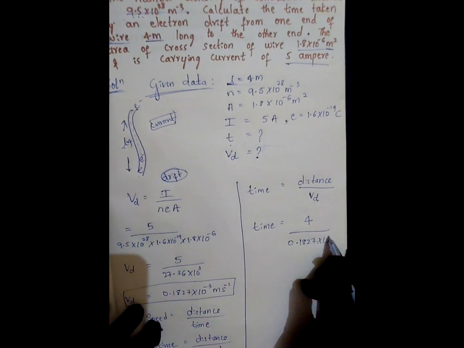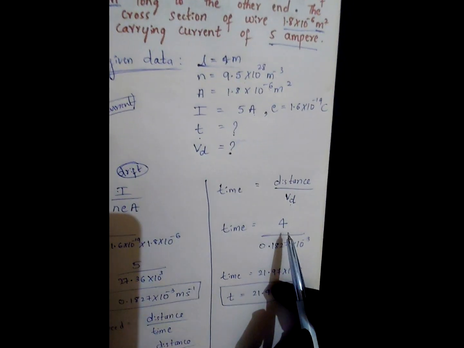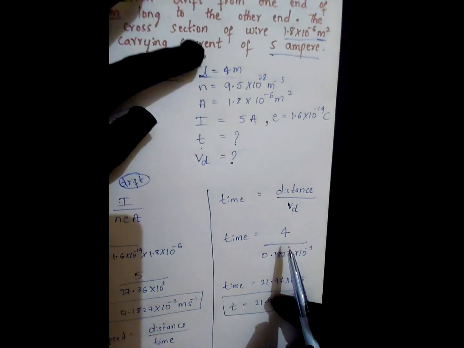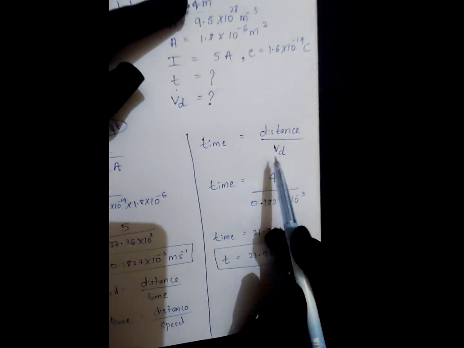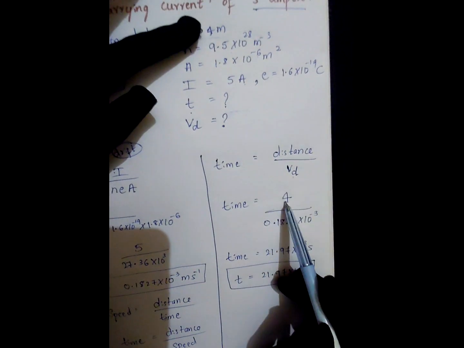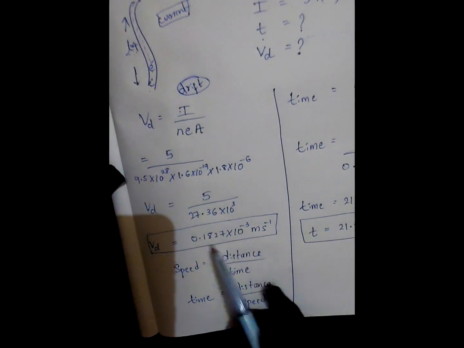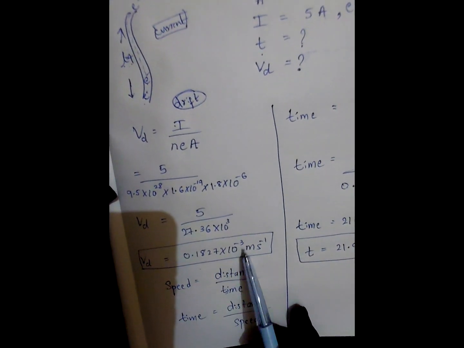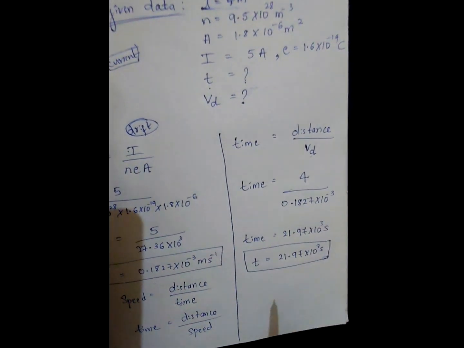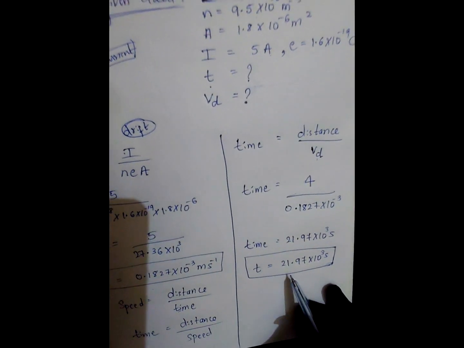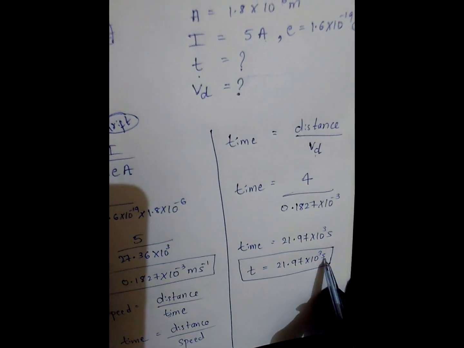Vd is 0.1827 into 10 to the power minus 3. Here distance is considered as the length of the wire, that is L equal to 4 meter. So that length value is taken as distance, that is t equals 4 divided by Vd. Vd we already calculated, that is 0.1827 into 10 to the power minus 3. Substitute the Vd value and the distance value. After simplification we get t equal to 21.97 into 10 to the power plus 3 seconds.